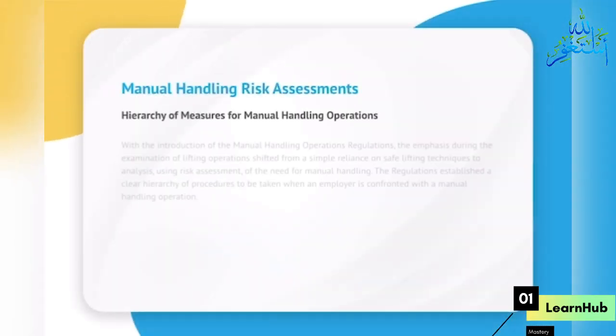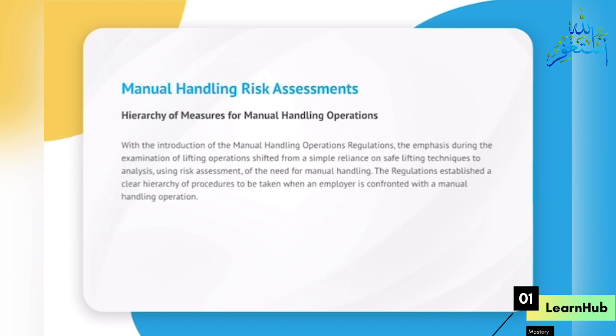Manual handling risk assessments. Hierarchy of measures for manual handling operations. With the introduction of the Manual Handling Operations Regulations, the emphasis during the examination of lifting operations shifted from a simple reliance on safe lifting techniques to analysis, using risk assessment, of the need for manual handling. The regulations established a clear hierarchy of procedures to be taken when an employer is confronted with a manual handling operation.